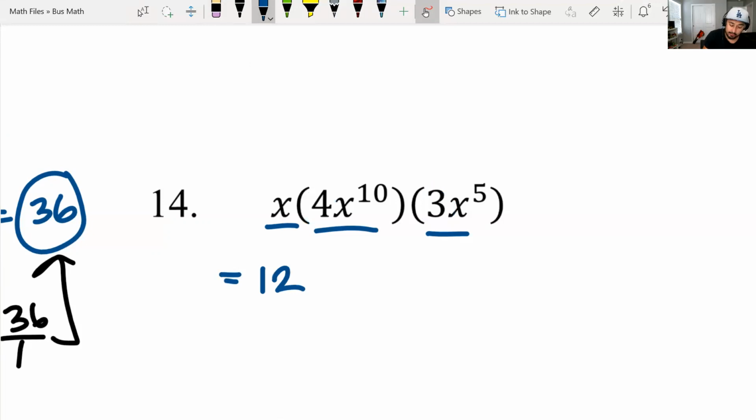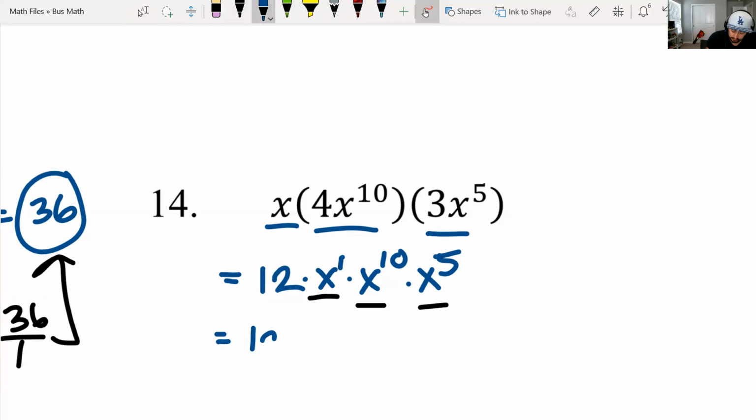And then after that, I want to multiply my variables. So I'm going to rewrite what's left. 12 times x to the 10th times x to the 5th. Now same base, add all your exponents. And remember, the exponent on this little single x here is 1. So we should get 12 times x to the 1 plus 10 plus 5, so 12x to the 16th. That's it.